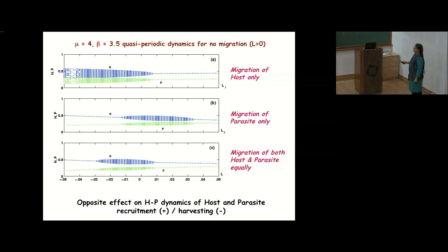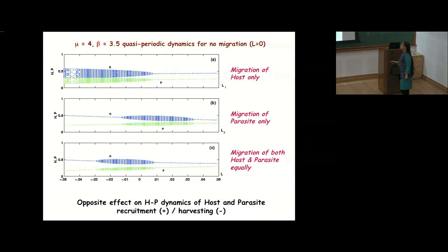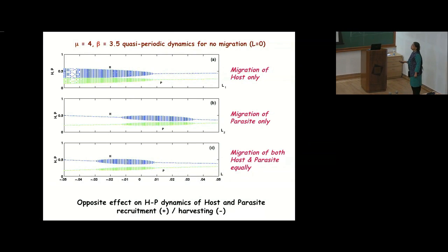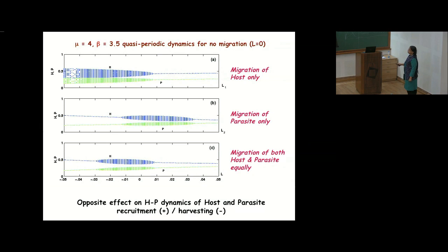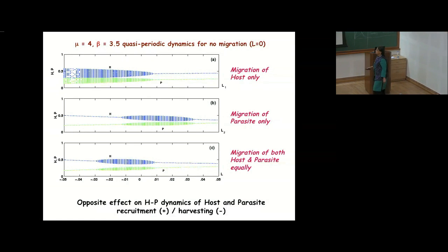When you allow migration in parasite, when you start from a steady, stable fixed point, it shows what are called bubbles. It remains stable, then it shows some sort of chaotic, well, this is not exactly chaotic, this is quasi-periodic, but doesn't matter. It shows these orbits, and then again at higher values of L, it stabilizes. And when both of them are migrating, you have some kind of a mix of those. This is when there is a fixed amount of migration going on.